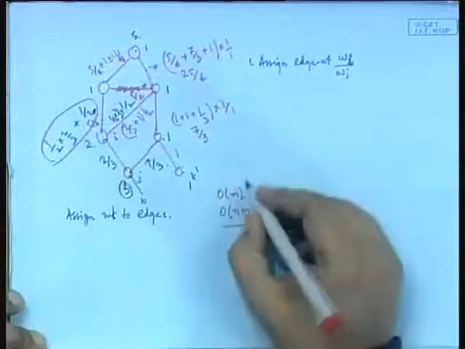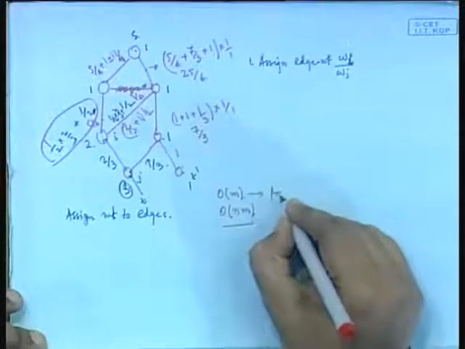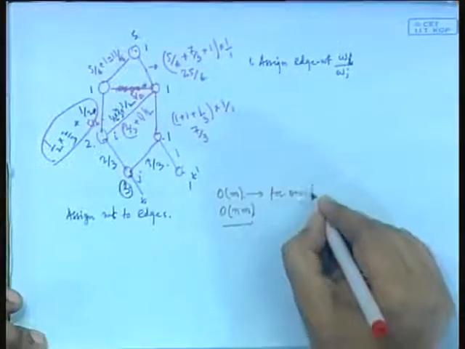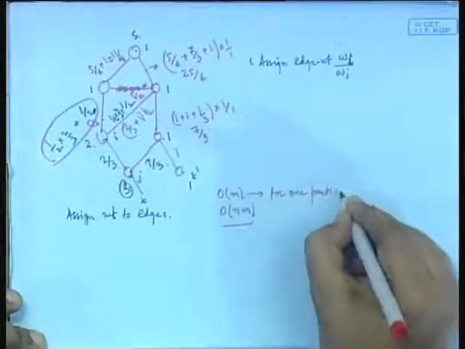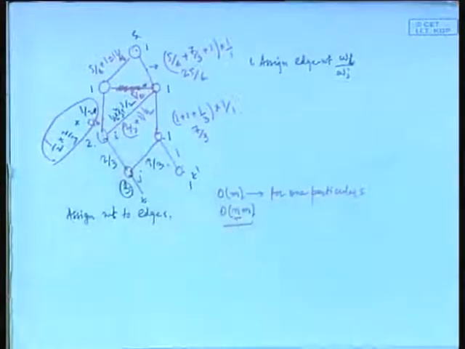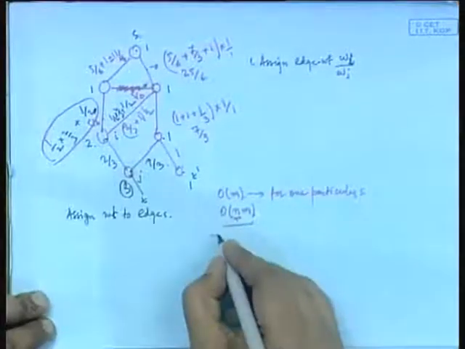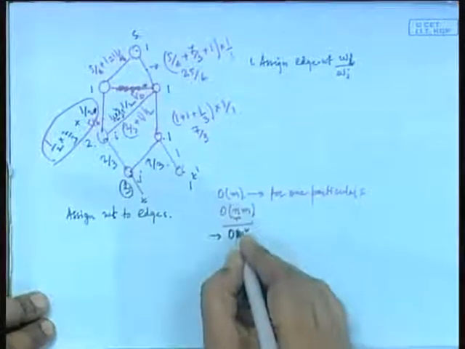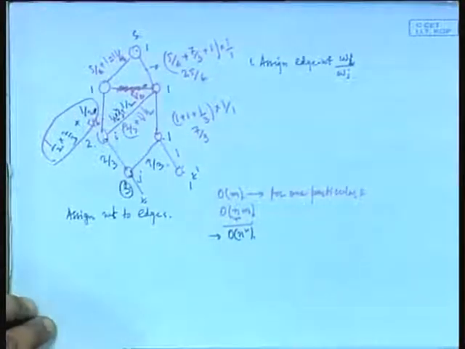This is for one particular S. And then for all S's, I am just multiplying it by n. So the complexity stays as order mn. Okay? And for a sparse graph, it will be order n square. Okay. Now, what is the algorithm we are running basically?